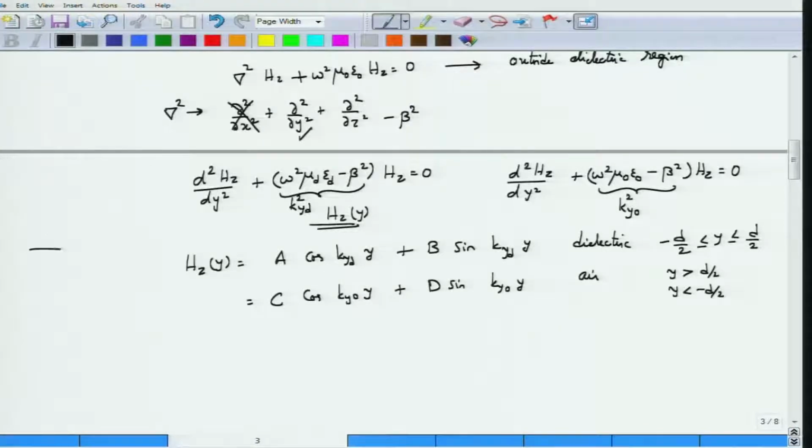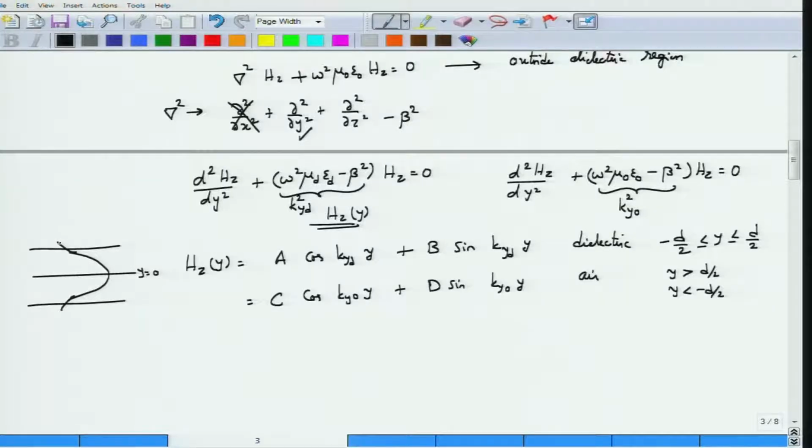So if you graphically look at this cos k_y y, assuming that that is what I am looking at, if this is my y equal to 0 axis, cos k_y y would be a wave which would go like that. If it was a metallic wall, it would have gone down to 0 at both ends, but since this is not a metallic wall, there would be a small penetration of the wave here outside the dielectric region.